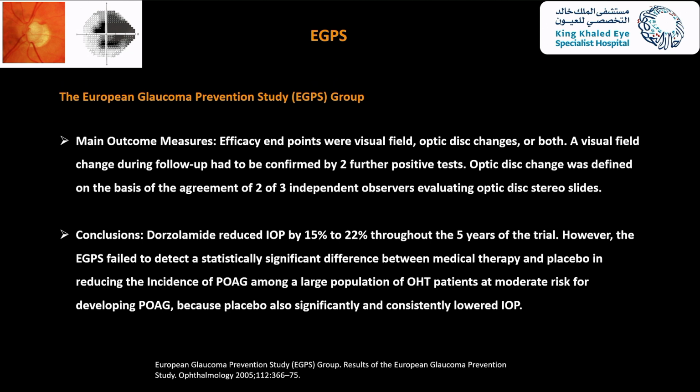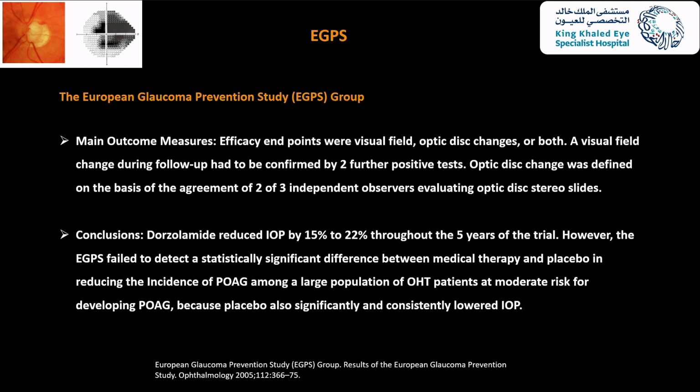The main outcome measured, the efficacy endpoints, were visual field changes, optic disc changes, or both. Visual field changes during the follow-up had to be confirmed by two positive tests, and optic disc changes were also examined by two independent observers, and they had to agree on this evaluation.